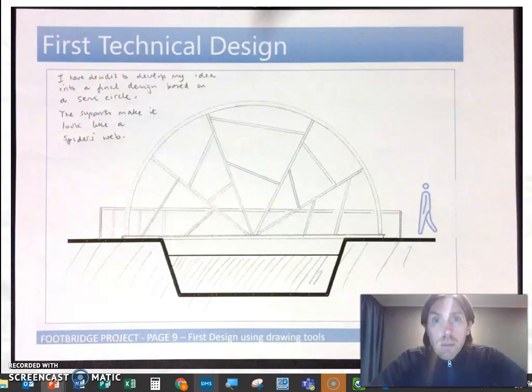Now, I'll be on Teams throughout the lesson, so if you have any problems, message me and I'll get back to you. So good luck with that, and as I say, I'm looking forward to some fantastic bridges.